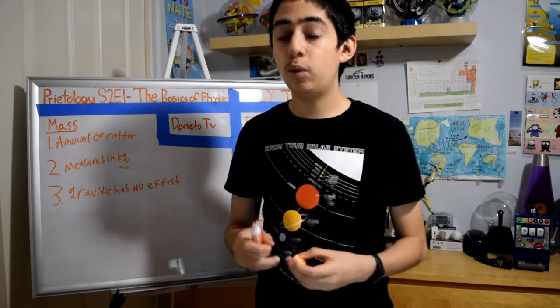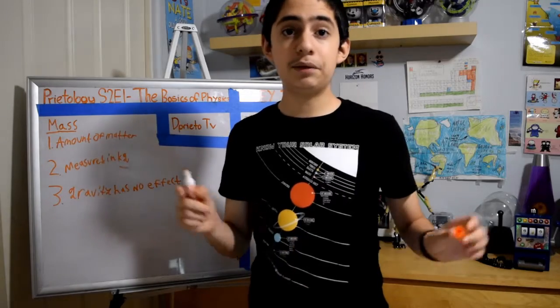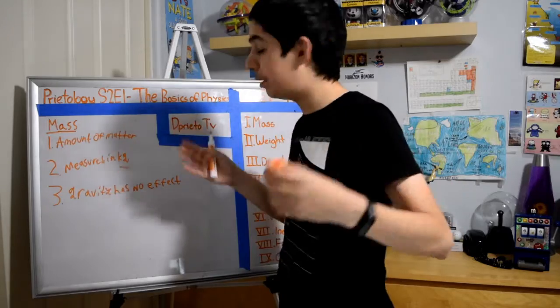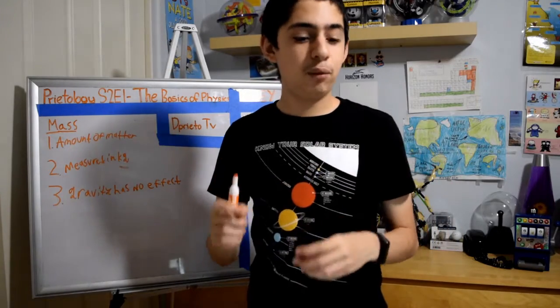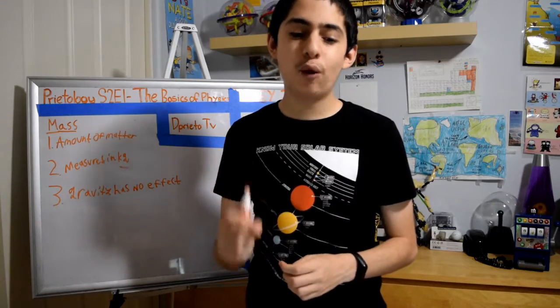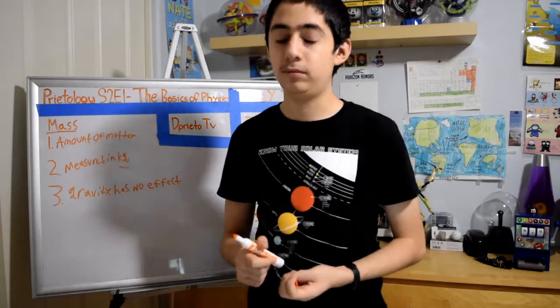And now, one thing I'm starting in Prietology, at the end of every term, I'll just give you a little fun fact about the term. So, a fun fact about mass: the mass of the Earth is 5.976 times 10 to the 24th power kilograms, which is a lot.